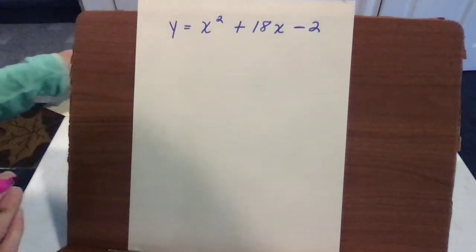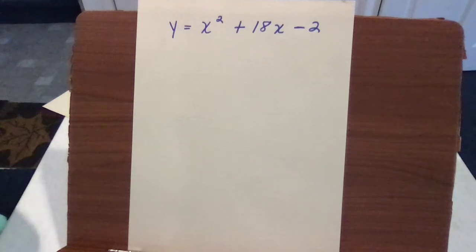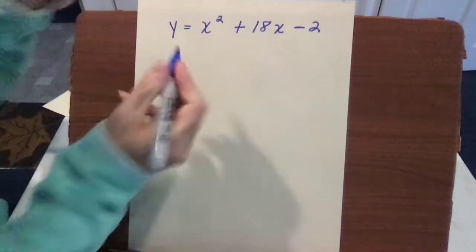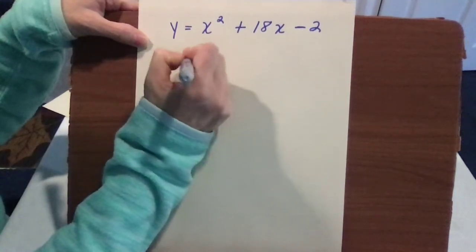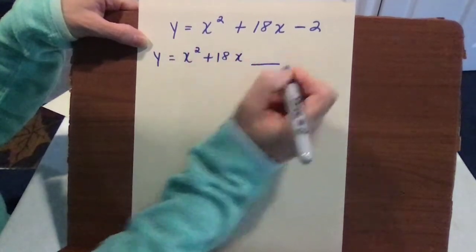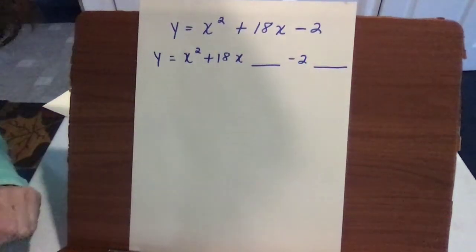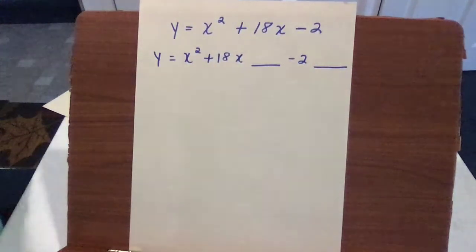All right, so here's our next example. y equals x squared plus 18x minus 2. So again, we're going to rewrite, and we're going to say, all right, y equals x squared plus 18x. We're going to save a space right after, minus 2, and a space right after. Okay, so now we're going to complete our square.